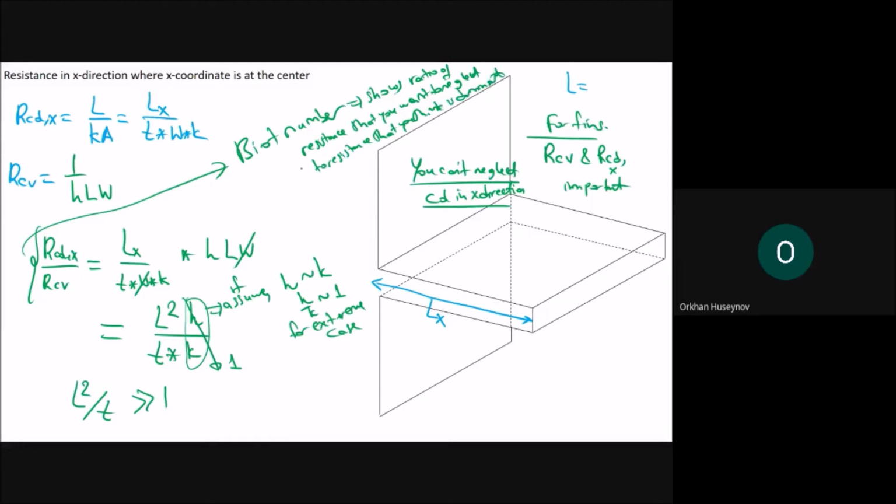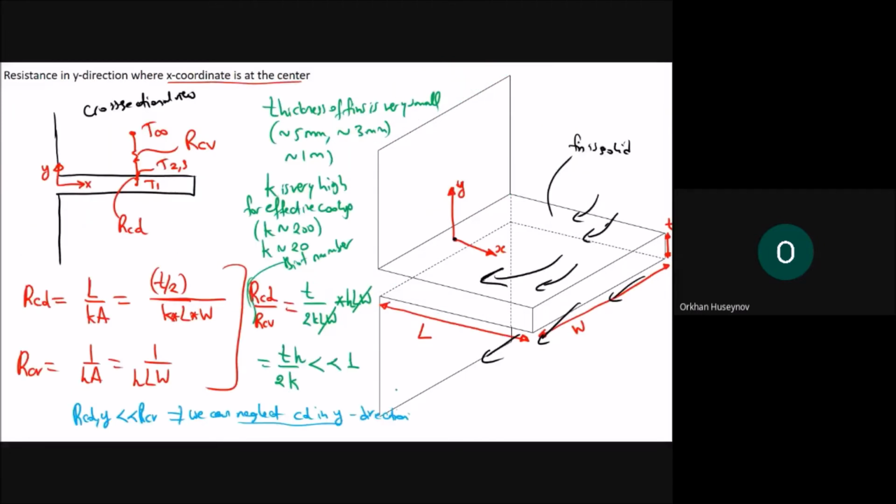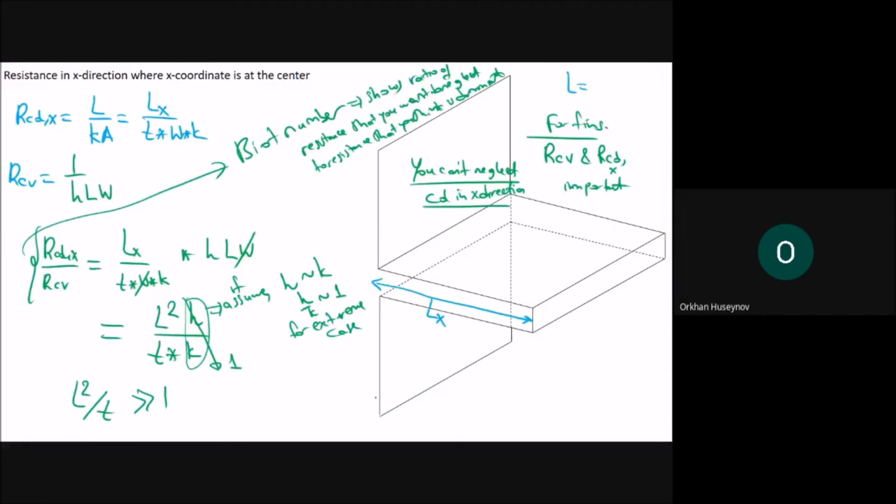Okay, it is the ratio of the resistance that you want to neglect. For example, for this case, you can't neglect it. Okay, and for this one, you can neglect it. So you can see that here, Biot number is much smaller than 1. Okay, so therefore you can neglect the resistance in the y direction. Okay, but here Biot number is greater than 1. Okay, therefore you can't neglect it. So in general, if Biot number is smaller than or equal to 0.1, you can neglect it.